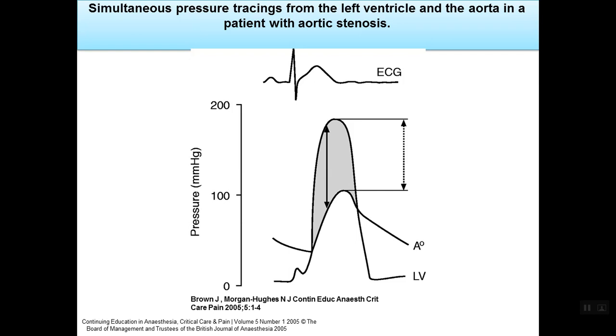And this is again a simultaneous pressure tracing from the left ventricle and the aorta in a patient with aortic stenosis. You can see, it's very clear. Okay? That shadowed area is the area under the LV pressure, which is the area of the stenosis. And the peak to peak gradient is those two lines that you see, this and this. This is the peak to peak gradient, which hits 100 up to a gradient of 80, which is very severe aortic stenosis. Okay.